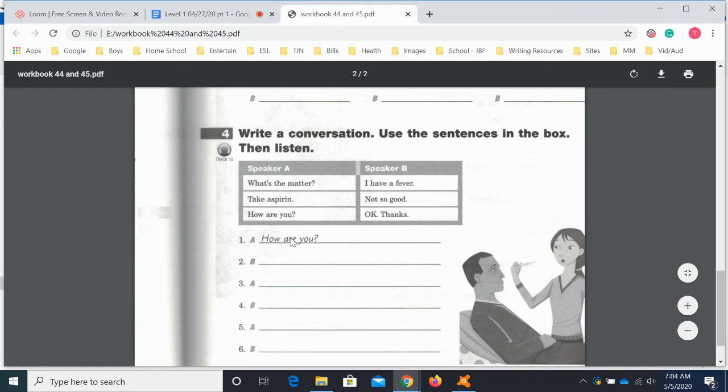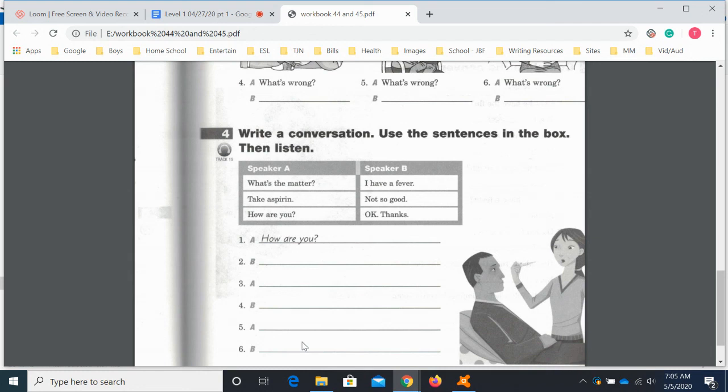First one, 1A, how are you? 2, not so good. 3, what's the matter? 4, I have a fever. 5, take aspirin. 6, okay, thanks. So those are the answers for pages 44 and 45 in our homework.